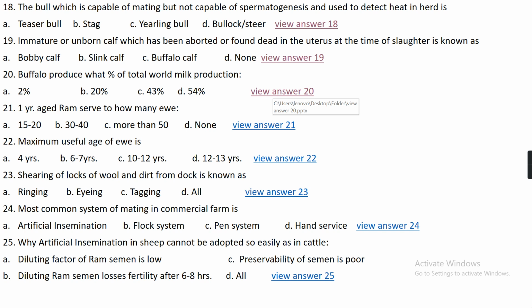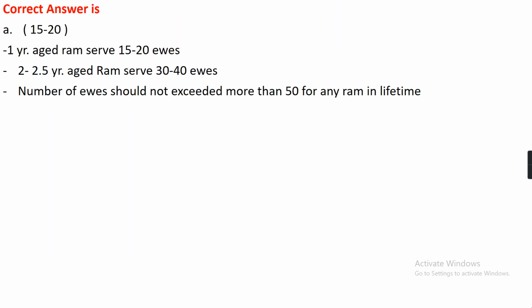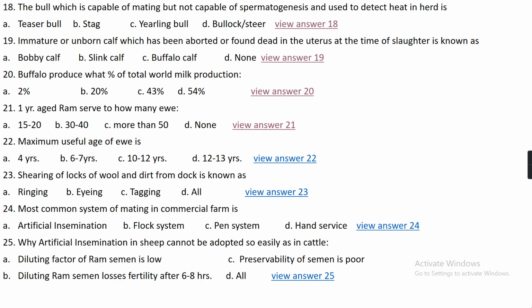Question 21. One year aged ram can serve how many ewes? Option A 15 to 20 ewes, option B 30 to 40 ewes, option C more than 50 ewes, or option D none. The right answer is 15 to 20 ewes. One year aged ram serves 15 to 20 ewes, while 2 to 2.5 year aged ram serves 30 to 40 ewes, and the number of ewes should not exceed more than 50 for any ram in their lifetime.